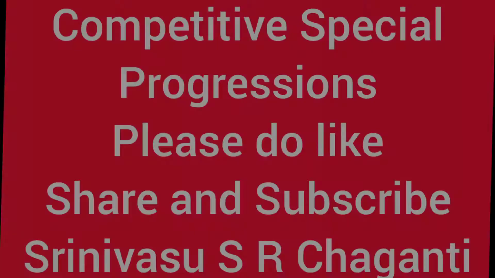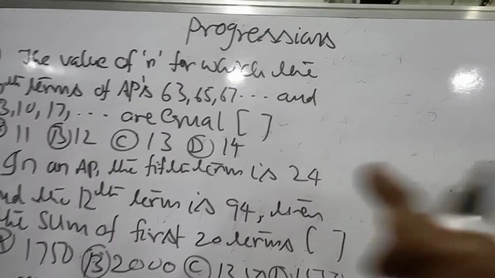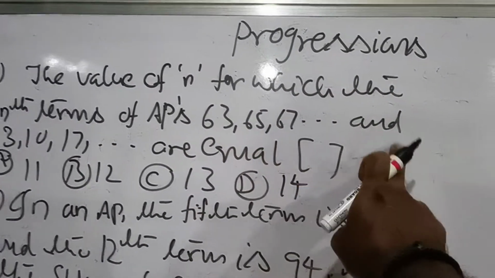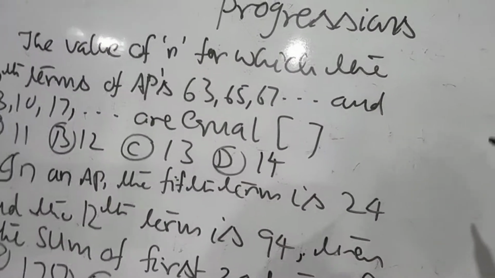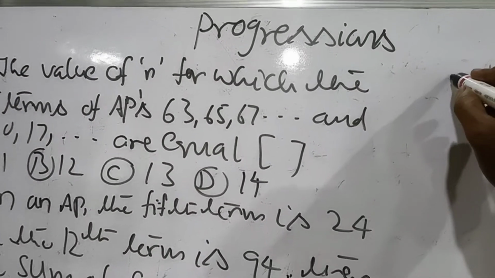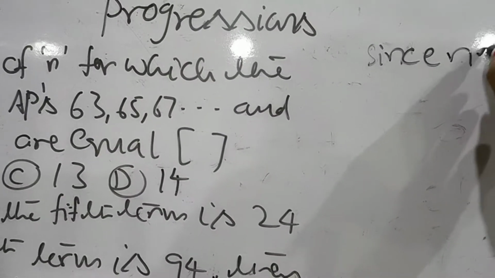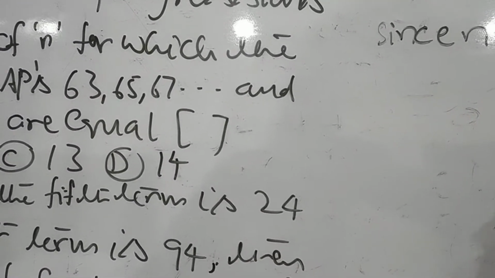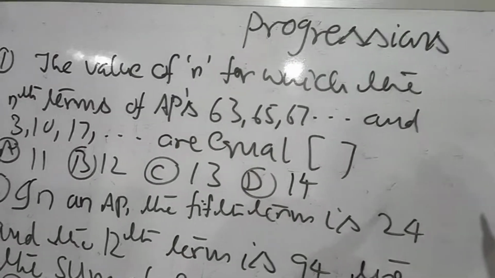This session includes objective questions on progressions as a part of competitive exam preparation. Find the value of n for which the nth terms of the APs 63, 65, 67 and 3, 10, 17 are equal. Here there are two progressions given. It is also given that the nth terms of these progressions are equal. So let us write the nth terms of the two progressions here.